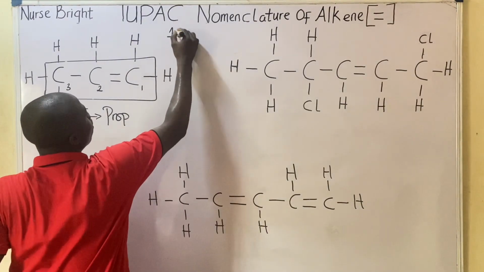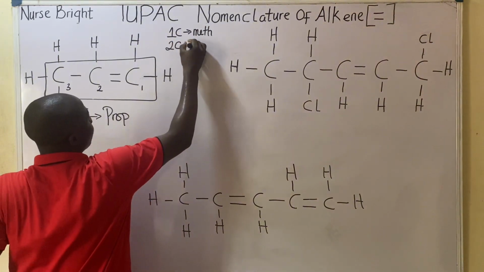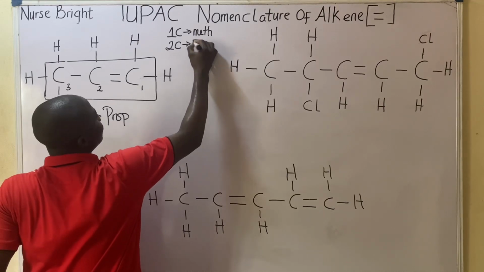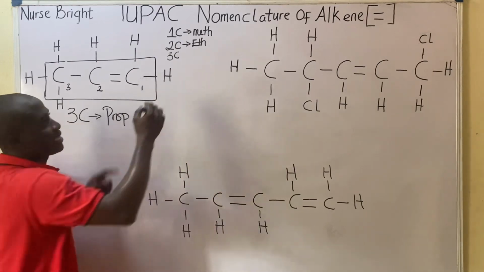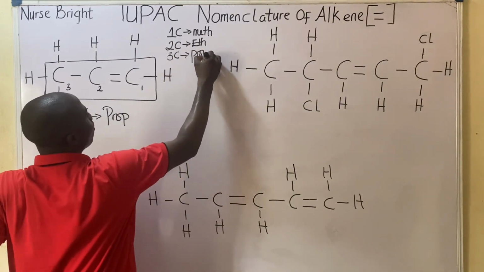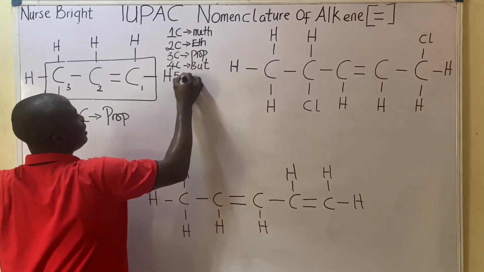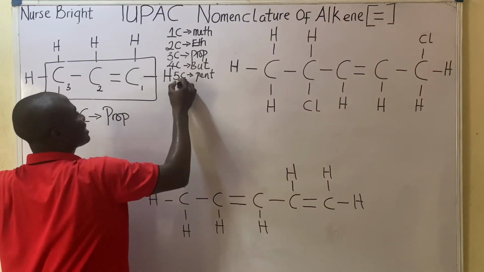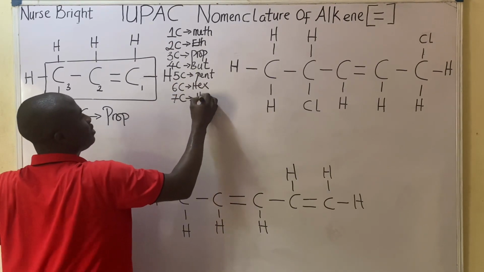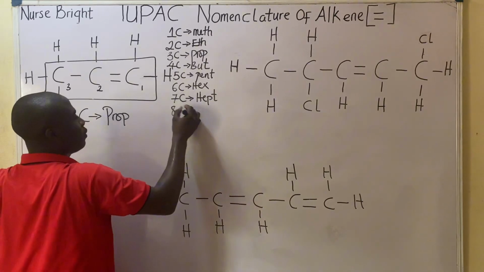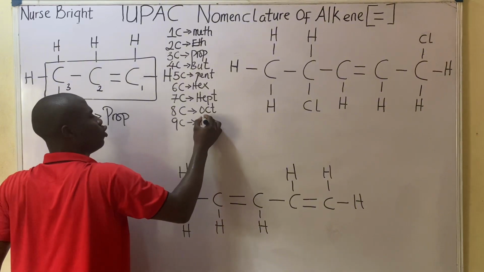A 1 carbon organic compound, to be precise, is called met. A 2 carbon organic compound is called et. A 3 carbon organic compound is called prop, as seen here. A 4 carbon organic compound is called but. A 5 carbon organic compound is called pent. A 6 carbon organic compound is called hex. A 7 carbon organic compound is called hept. An 8 carbon organic compound is called oct. A 9 carbon organic compound is called non.